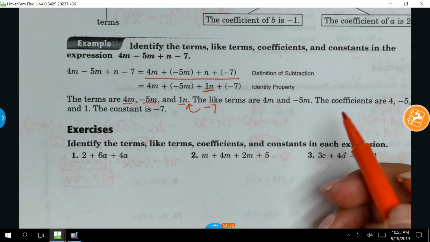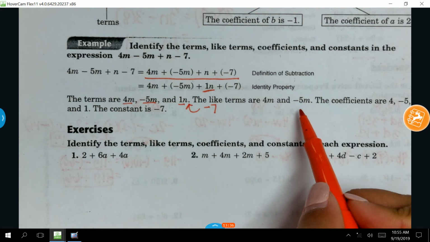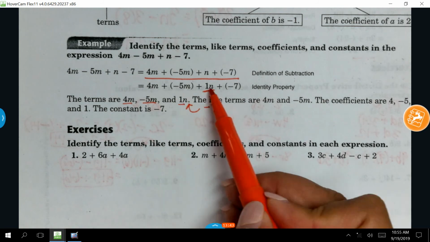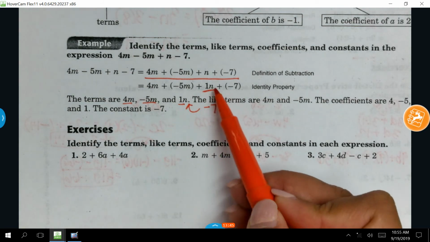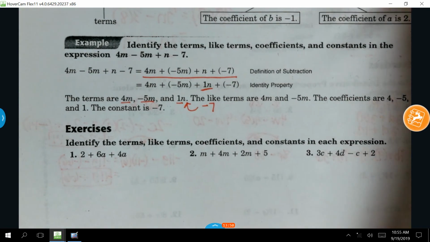Your like terms are 4m and negative 5m because they both share an m. And then your coefficients are 4, negative 5, and 1. Don't forget about the 1. And then your constant is just that negative 7. Okay. All right, so let's do some.